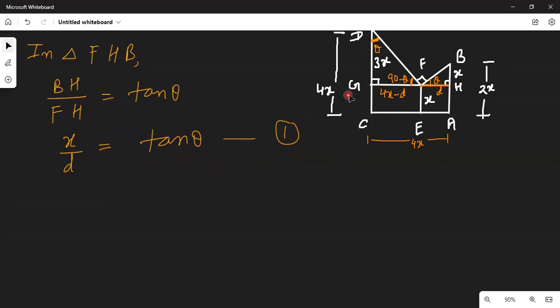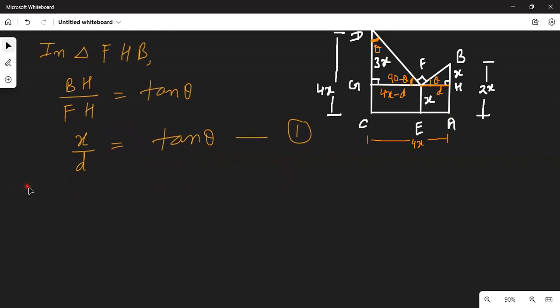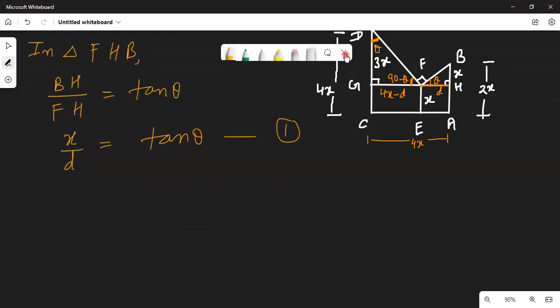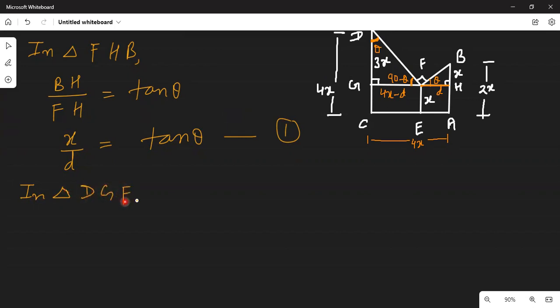Well, in triangle DZF, what can we say? Now let's take another triangle. In triangle DZF, we can say, should we find tan theta? Tan theta is opposite by adjacent, no? So we can say GF over DZ, yes? GF over DZ is the better choice here. So we are saying GF over DZ is equal to tan theta.